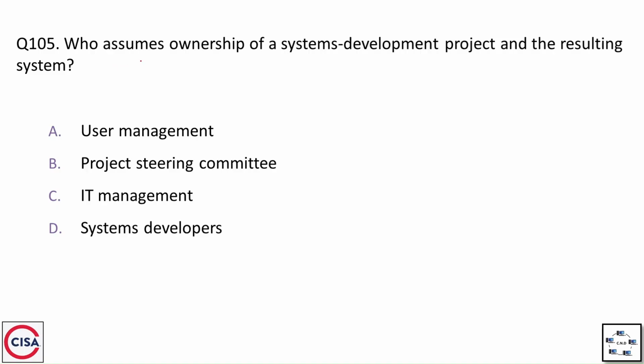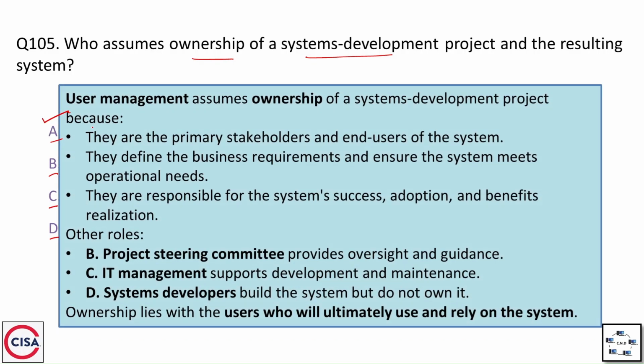Question number 105. Who assumes ownership of a system development project and the resulting system? Option A, user management. Option B, project steering committee. Option C, IT management. And option D, systems developers. And the correct option is option A, user management.